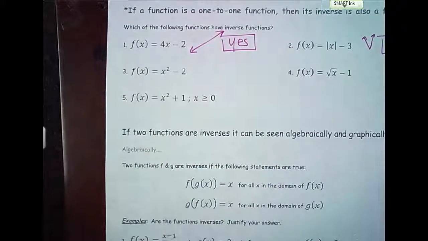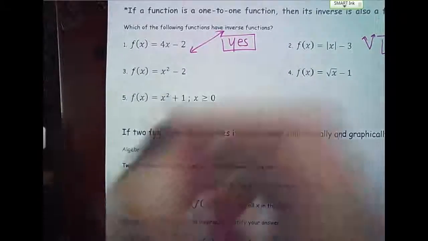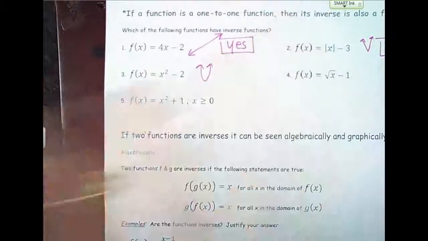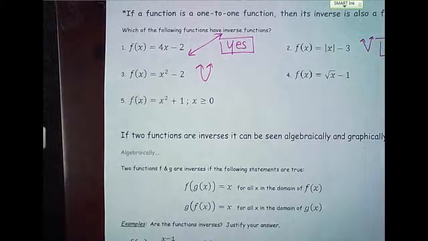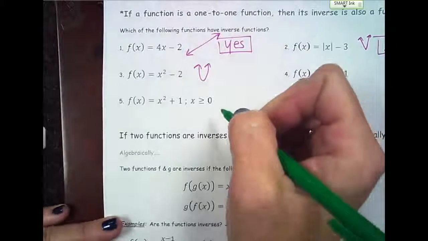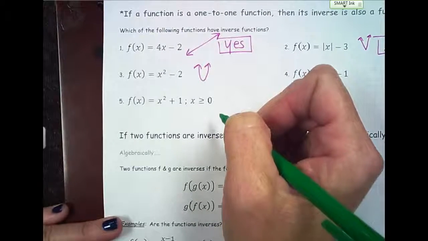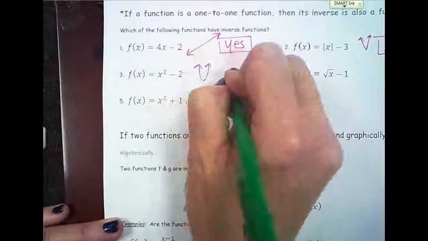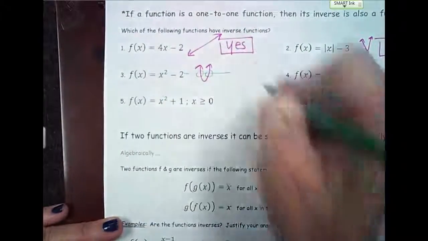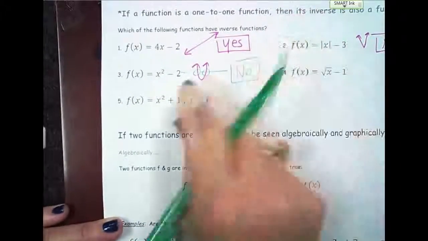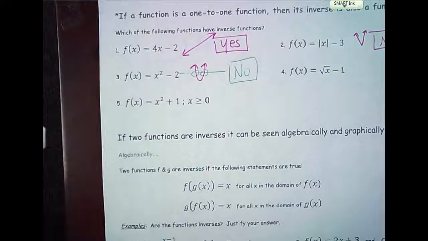What about number 3? What's the shape of number 3? Parabola. It's a function, right? It passes the vertical line test. Do you think its inverse is a function? Does it pass a horizontal line test? Right, if I do a horizontal line, I'm going to cross in 2 spots. So the answer again is no. Yes, a parabola is a function, but its inverse is not. Okay? Go to the next one.